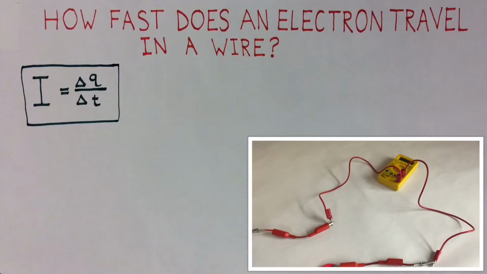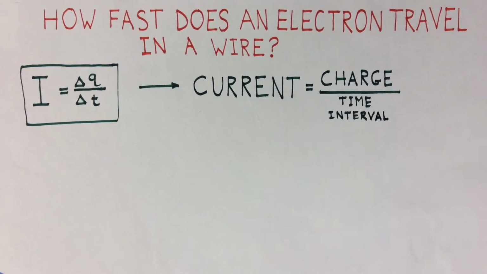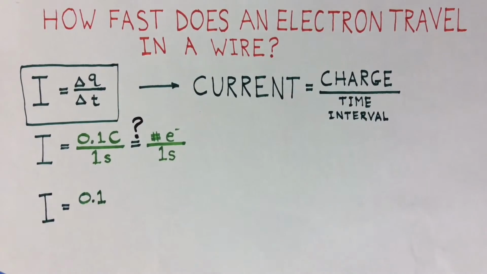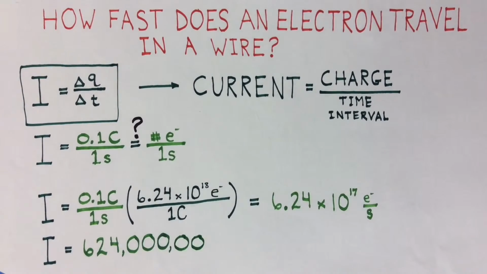How fast does an electron travel in a copper wire in 1 second? We can use an ammeter to measure current, which is the charge in a time interval. If we do the math of charge over time, we get one crazy number of electrons per second.